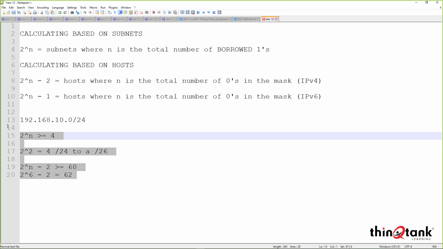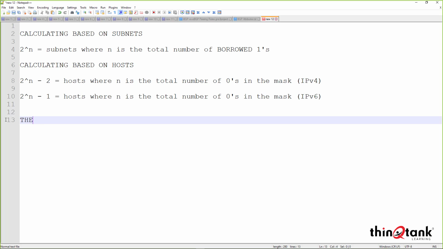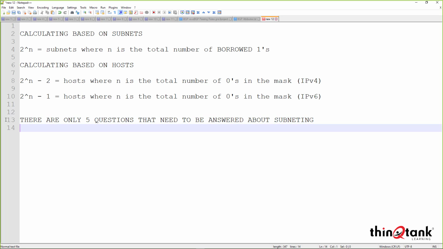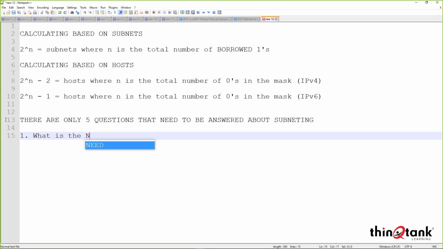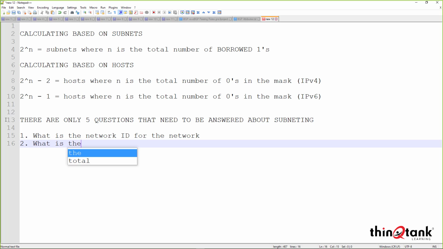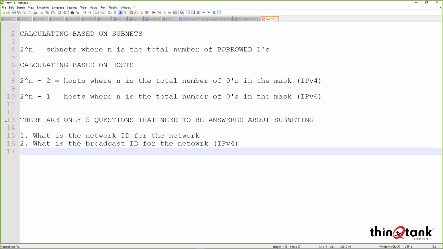Let me erase this part at least. There are only 5 questions that need to be answered about subnetting. 1, what is the network ID for the LAN? Or I'll just put for the network. 2, what is the broadcast ID for the network? And that would only apply to IPv4 because IPv6 doesn't do broadcasting.